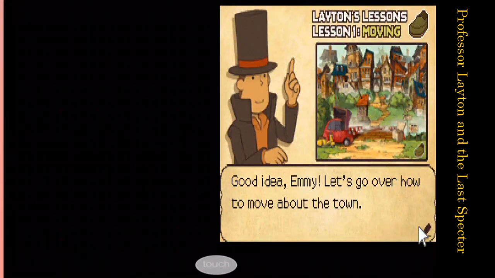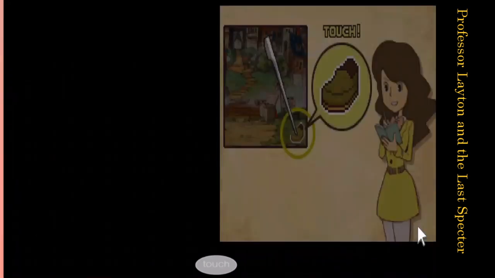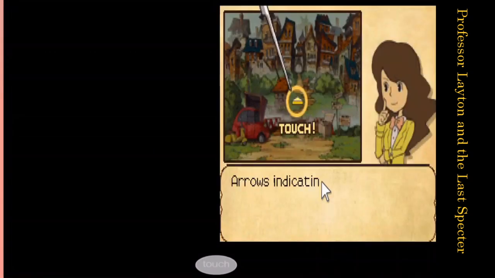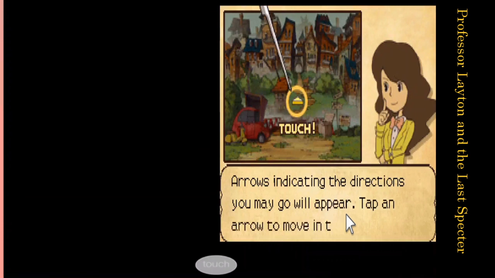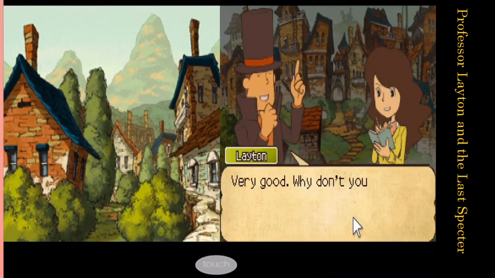Good idea, Emmy. Let's go over how to move out in the town. Use the stylus to tap the shoe icon on the touchscreen. Arrows indicating the directions you may go will appear. Tap an arrow and move in that direction. Easy enough. Tap the shoe, tap the arrow, and go. Very good. Why don't you go ahead and give it a try?